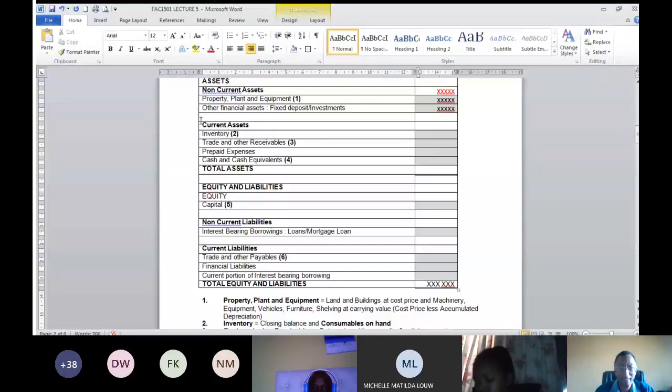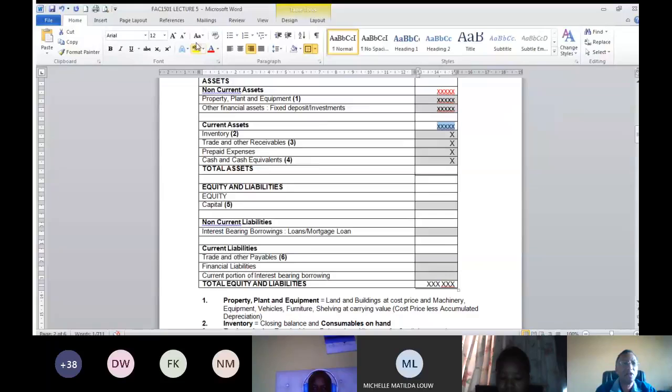So I'm under my current assets now, guys. And under my current assets, I will have the following now. I will have inventory, trade and other receivables, prepaid expenses, cash and cash equivalents. You add all of that, put it in a block, and that is your amount then of your current assets.